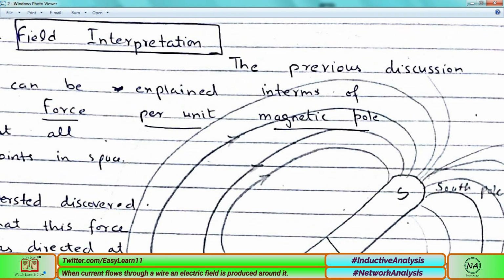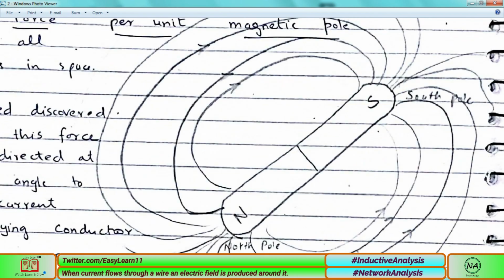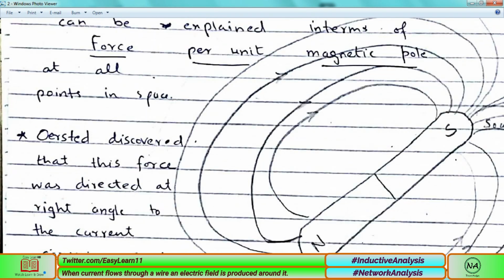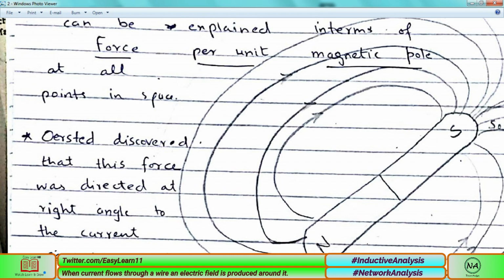So in the field interpretation of the inductive parameter, we will discuss the force per unit magnetic pole. Suppose I have a point here, the force due to this magnetic effect per unit magnetic pole means that we are interested in relating it to the magnetic field lines. This is the case that we are interested in for the inductive parameters.